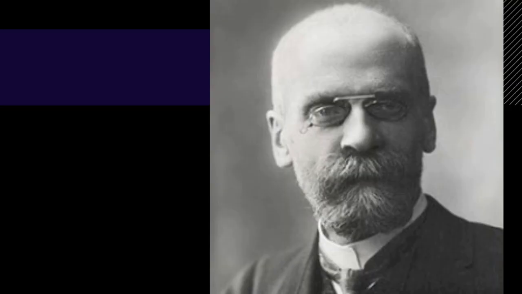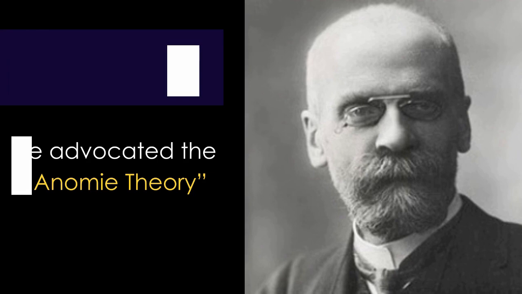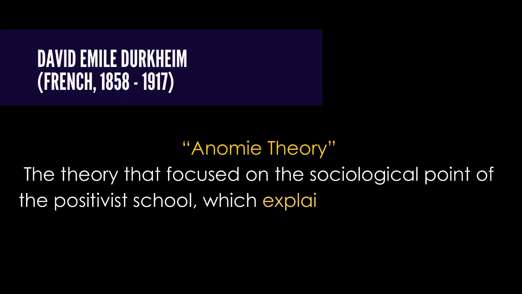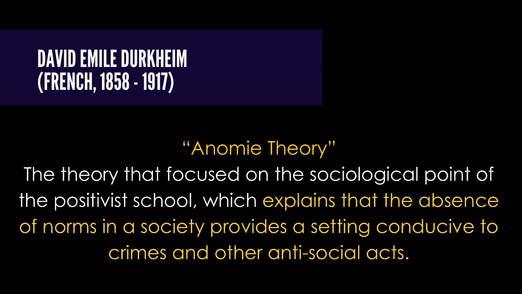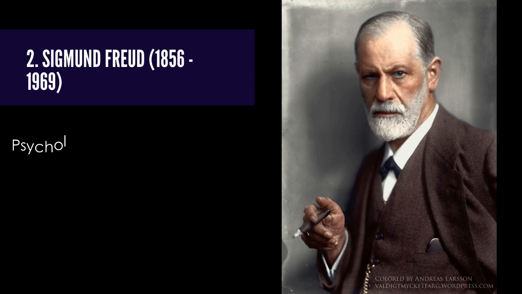1. David Emile Durkheim, French, 1858-1917. He advocated the anomie theory, the theory that focused on the sociological point of the positivist school, which explains that the absence of norms in a society provides a setting conducive to crimes and other antisocial acts. According to him, the explanation of human conduct lies not in the individual but in the group and the social organization.